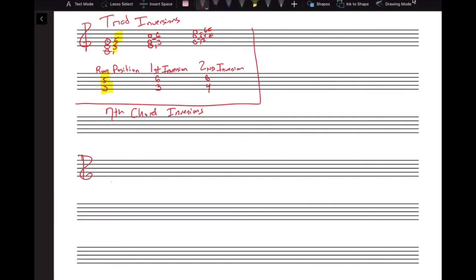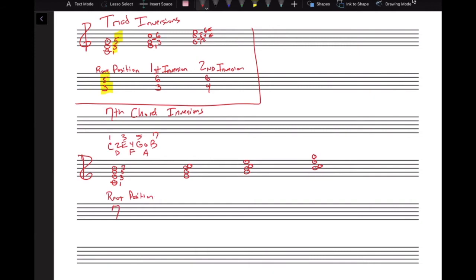Okay. So, treble clef, same chord. We'll go C, E, G, B. Then we'll go E, G, B, C, G, B, C, E, B, C, E, G. So we have 1, 3, 5, and 7. C, E, G, B. There's a D, there's the F, there's an A. 1, 3, 5, 7. Because there's 2, there's 4, and there's 6. This is root position. This is just a 7.